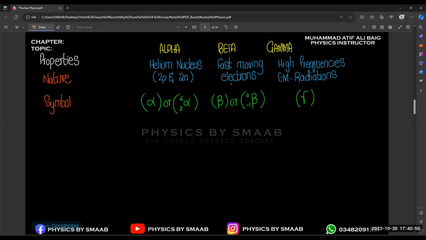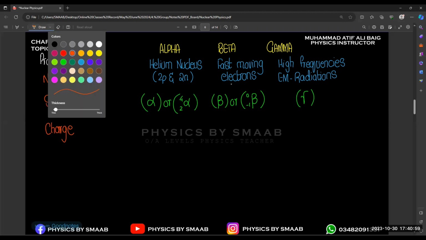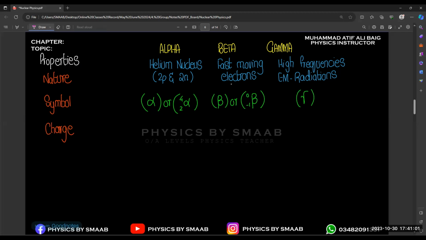Further, if we talk about the properties, we have to know about the charges of these radiations. So the charge for alpha will be positive, that is +2, because there are two protons. And for beta, it will be -1. And what will be the charge of gamma? Because alpha is positive like the helium nucleus, that's why its charge is +2. And for beta, the charge is -1.